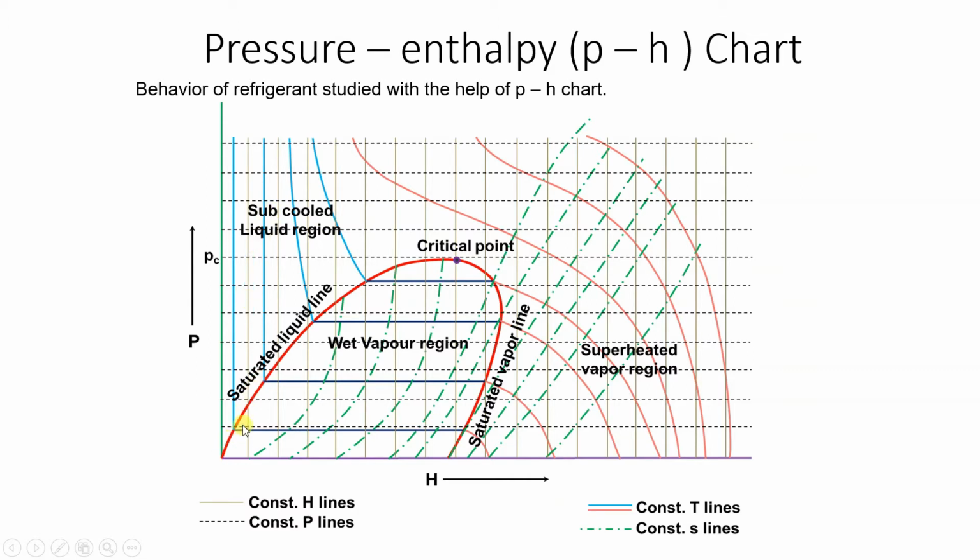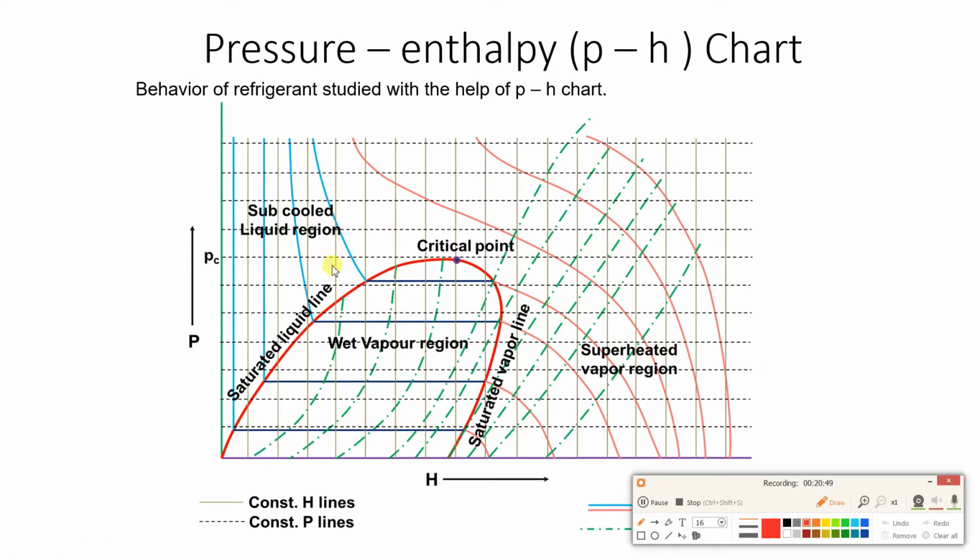And this curve from 0 to the critical point will be saturated liquid line. Now in between we have wet vapor region. So here there will be liquid plus vapor. Then this curve is saturated vapor line. And beyond this, towards the right of that saturated vapor line, we have superheated vapor region.